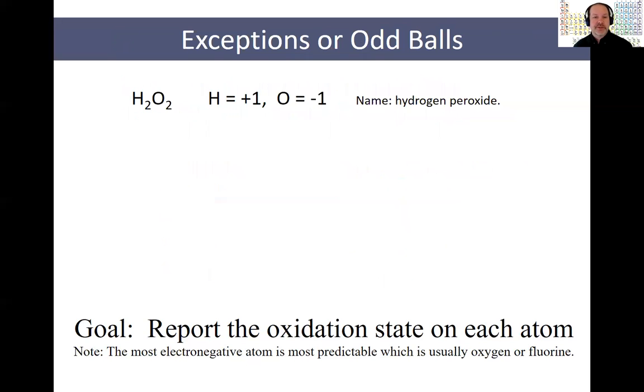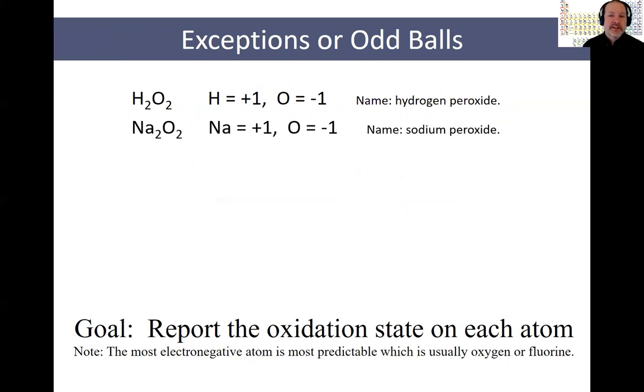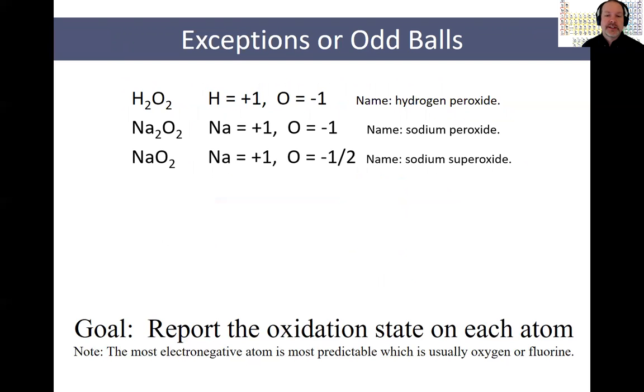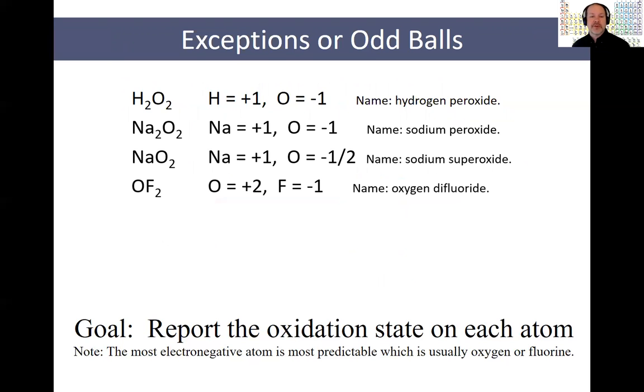There's some exceptions or oddballs, as I mentioned. Hydrogen peroxide is one of them, where hydrogen's +1 and oxygen's -1. There is sodium peroxide, and it's a +1 and a -1 as well for sodium and oxygen. There is sodium superoxide, where sodium's +1 and oxygen's at a -0.5. Crazy, I know. There is oxygen difluoride, where the oxygen is actually +2 and fluorine's -1. And this is because the most electronegative element rules.